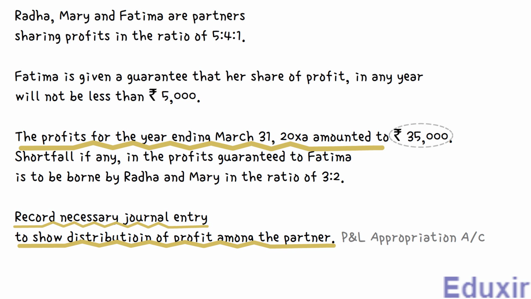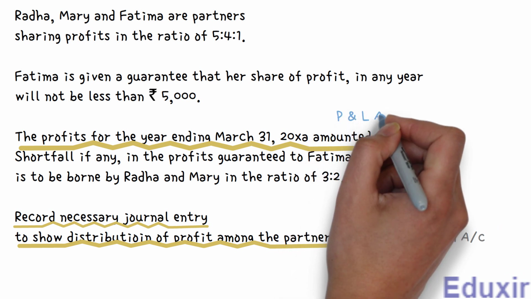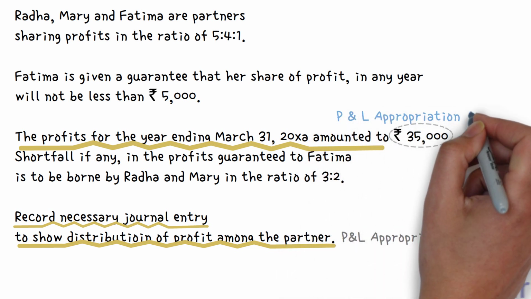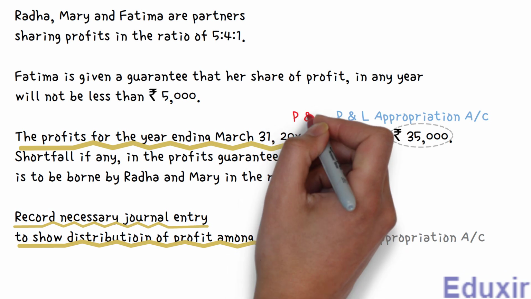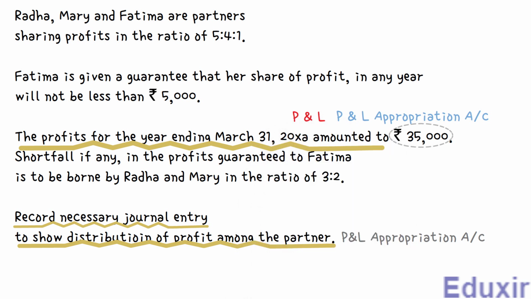Now, we know that the net profit is nothing but a credit balance in the profit and loss account. For distributing this net profit, we prepare the profit and loss appropriation account. So, we need to transfer this net profit on the credit side of the profit and loss appropriation account. Also, as we are transferring this net profit from the profit and loss account, we need to debit the profit and loss account. Now, the preparation of the profit and loss account is not in the scope of this problem.